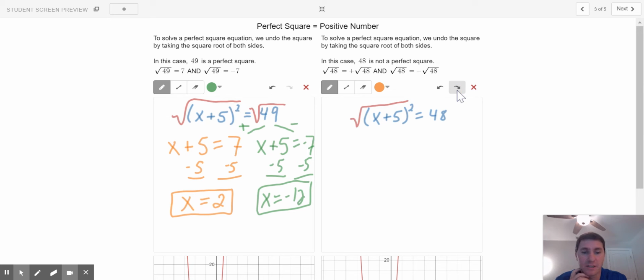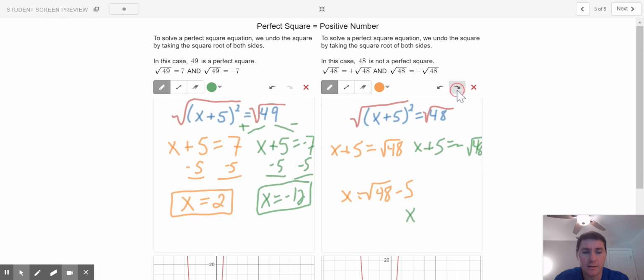Okay, let's look at another example, one that's not a perfect square. We do the same first step. We square root both sides, which leaves us with x plus 5 equals. Now 48 is not a perfect square, so we just leave it as the square root of 48, radical 48. But don't forget that there is still a second solution, and that's negative radical 48. We subtract 5 from both sides, and we just leave the radical there.